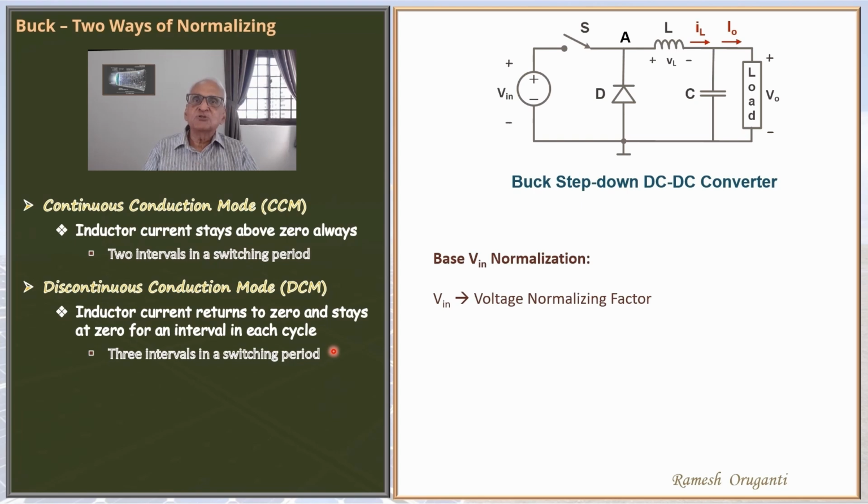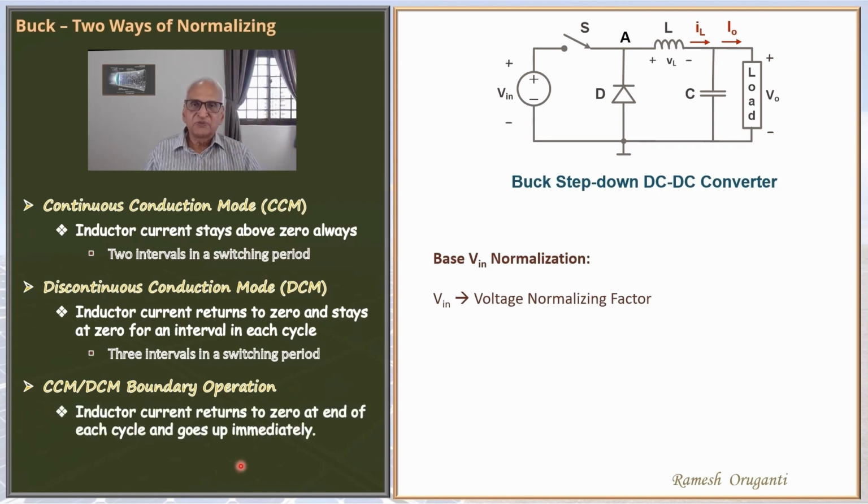In between the continuous conduction mode and the discontinuous conduction mode, the converter goes through a boundary operation. At the boundary, the inductor current just touches zero and immediately the switch is switched on again. At the boundary, both the CCM output voltage equation and the DCM output voltage equation will be valid.